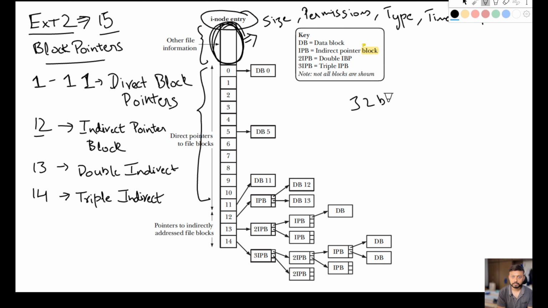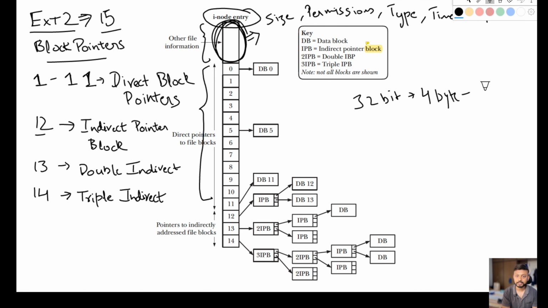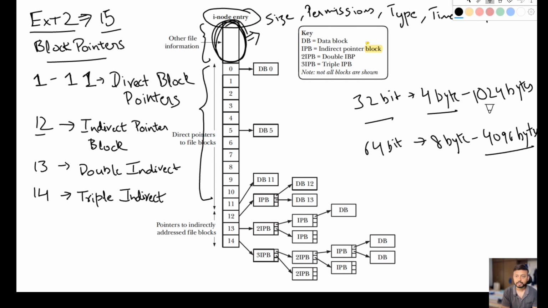For a 32-bit system, the pointer size is 4 bytes, and the optimal physical page size that has been chosen for a 32-bit system is 1024 bytes. Similarly, for a 64-bit system, the pointer size is 8 bytes and 4096 bytes is the size of the optimal physical page size.